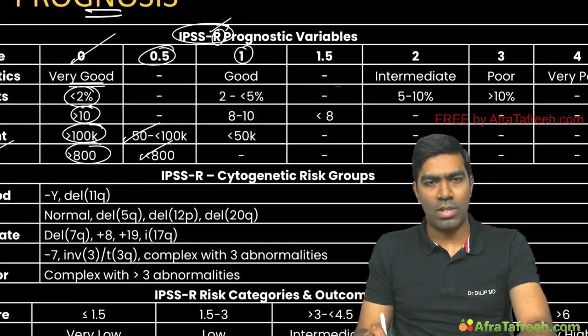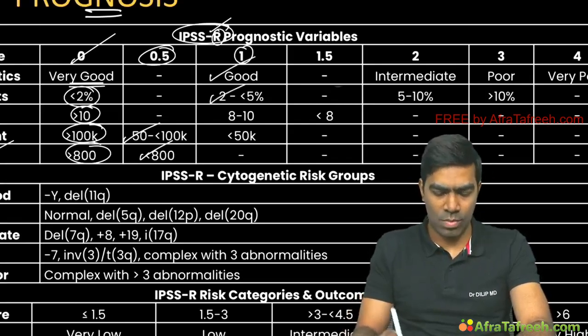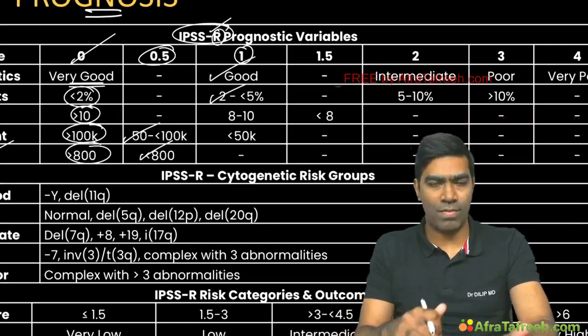When are you going to give 1 point? If you have a good cytogenetics, and the bone marrow blast is in the range of 2 to less than 5%.